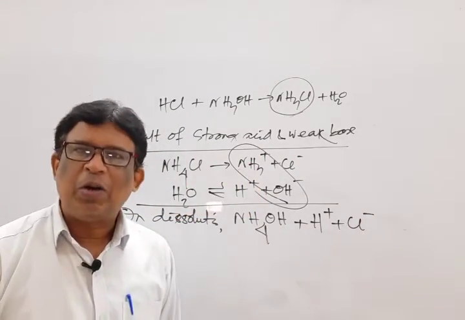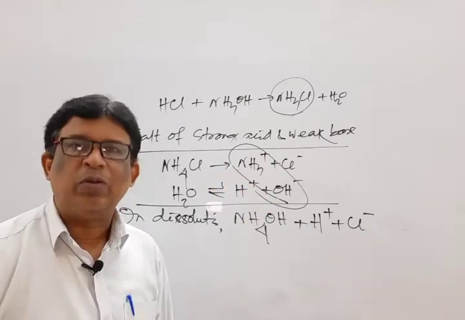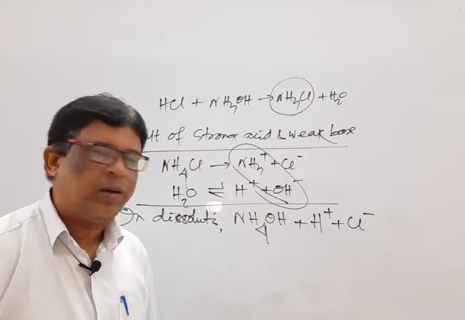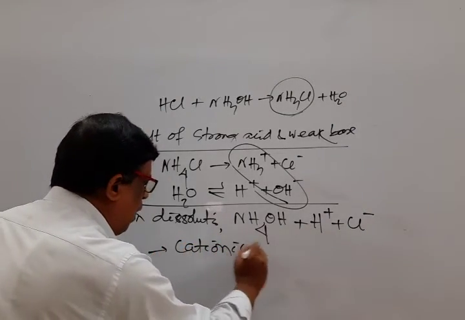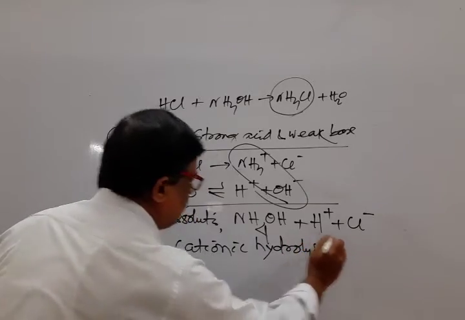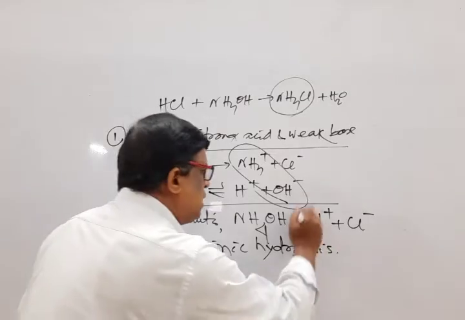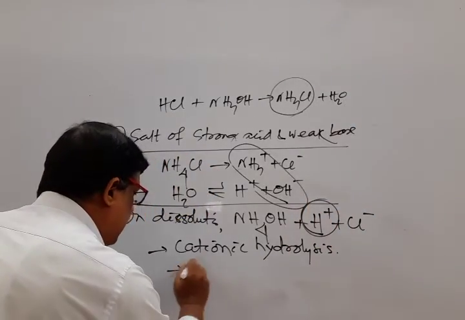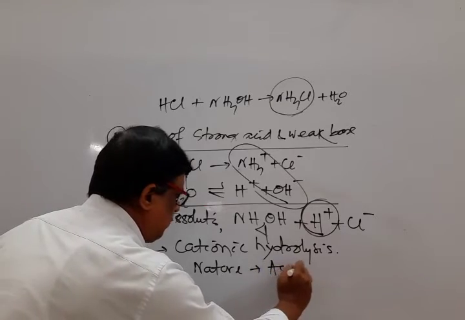Okay, so what conclusion do we draw? Since the cation of the salt interacts with the OH minus ion of water, it is known as cationic type of hydrolysis. Cationic hydrolysis. And second, since free H plus ion is there, the nature of the solution is acidic.